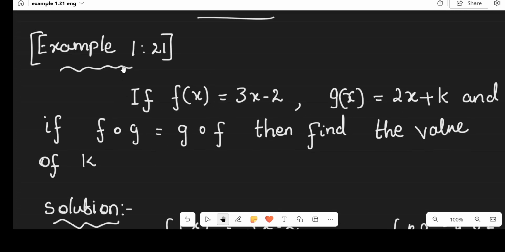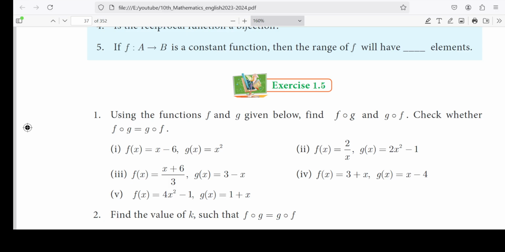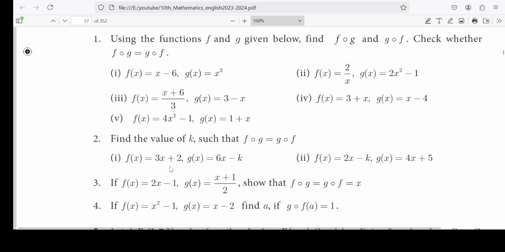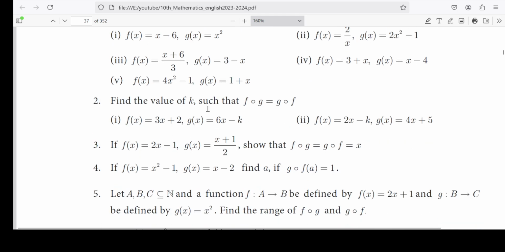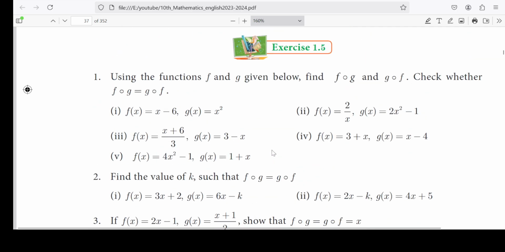It's all about example 1.24. This much I had in this video, and there is a homework for today. Homework is exercise 1.5 second problem. If you follow today's video, you can solve this second question. Find the value of k such that f of g is equal to g of f. Same thing, same concept you should follow. This is the homework for today.